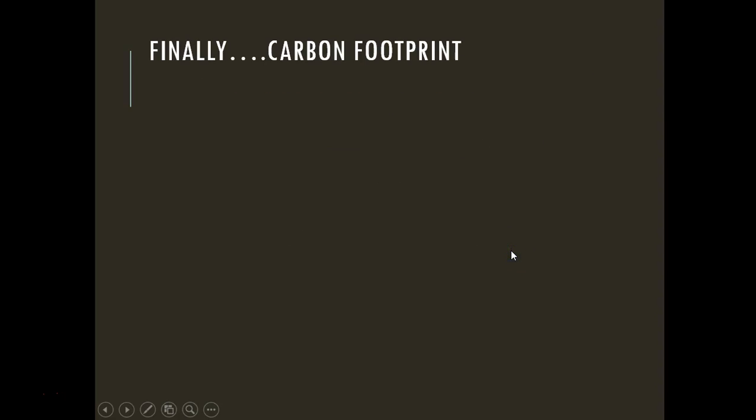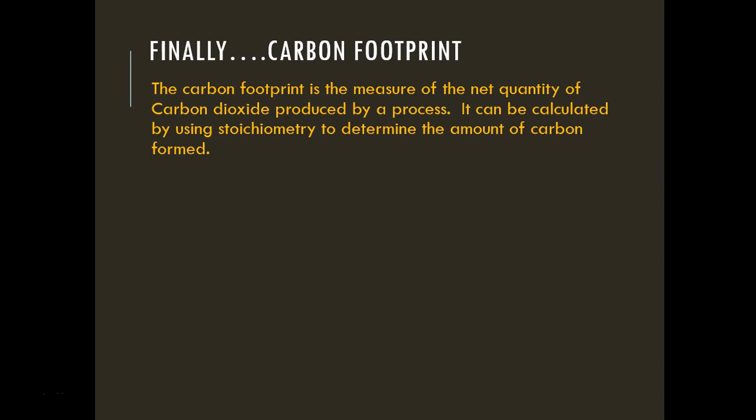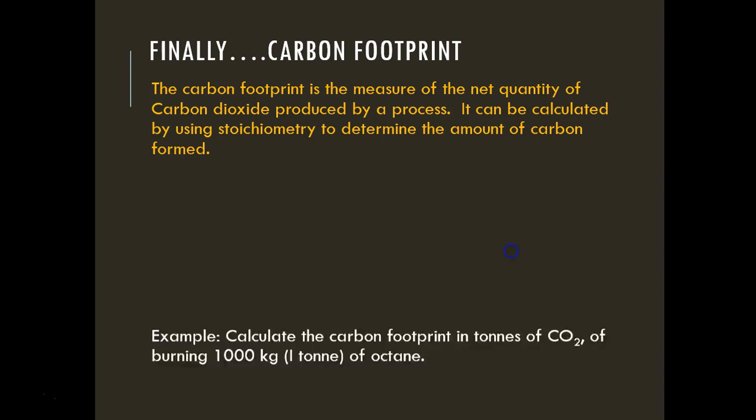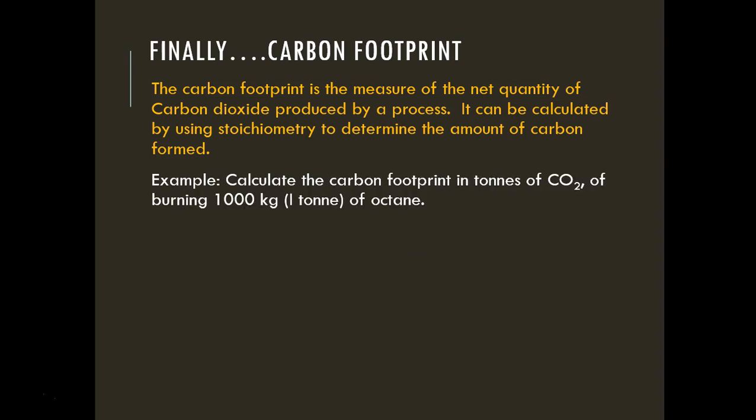And finally, carbon footprint. So carbon footprint is the measure of the net quantity of carbon dioxide produced by a process. Now, these carbon footprint problems are mostly just stoichiometry. So here's an example. It says calculate the carbon footprint in tons of carbon dioxide of burning 1,000 kilograms of octane. Now, when we see ton written like that, it's actually a metric ton, and a metric ton is 1,000 kilograms. So we have our chemical equation for the combustion of octane. It's already balanced for us here.